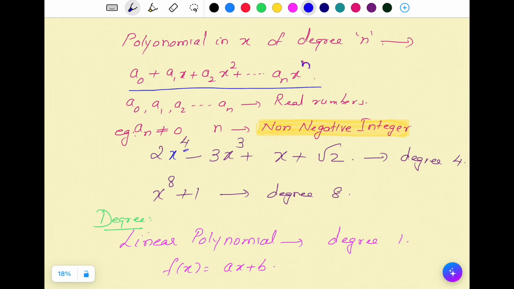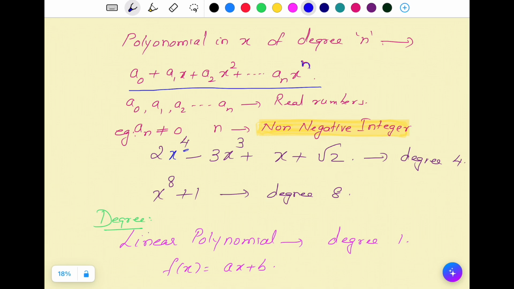So, that will be the degree of the polynomial, and it need not be that all the degrees should be present. In the first example, x squared is not there, then you have straight away x and then root 2. The 2 is called the coefficient of x to the power of 4, minus 3 is the coefficient of x cube, and 1 is the coefficient of x, and root 2 is called the constant.